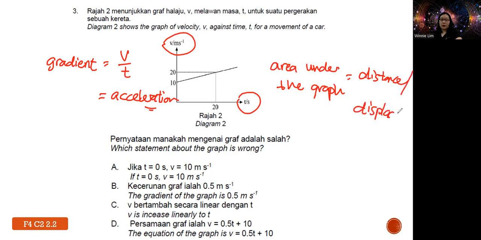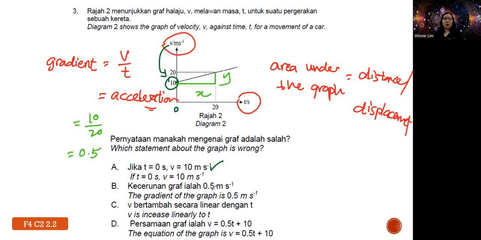Okay, now we see what the question requires. Which statement about the graph is wrong? A: if t is 0 second, v is 10 meter per second. When t is 0, v is 10, so it's a correct statement. B: the gradient of the graph is 0.5 meter per second. How do you get the gradient? You use the difference in y divided by the difference in x. The difference in y is actually 10, then the x is actually 20. In terms of magnitude, 0.5 is correct.